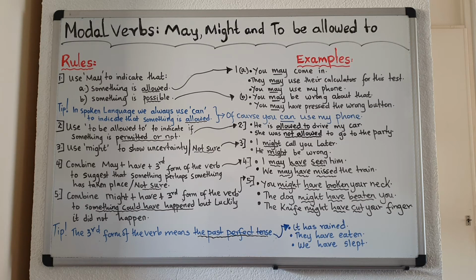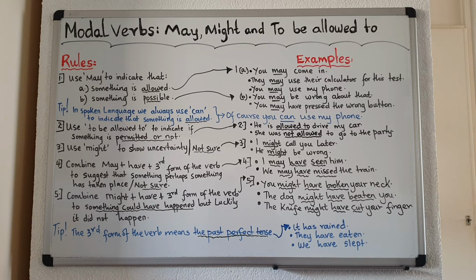So when you want to show that someone is not allowed to do something, they don't have the permission to do it, you simply add "not" before "allowed." He is allowed to drive my car. He is not allowed to drive my car. Okay? Now, rule number 3.